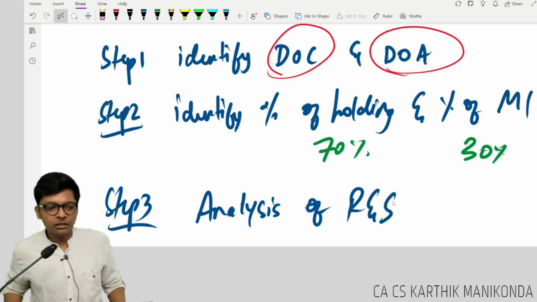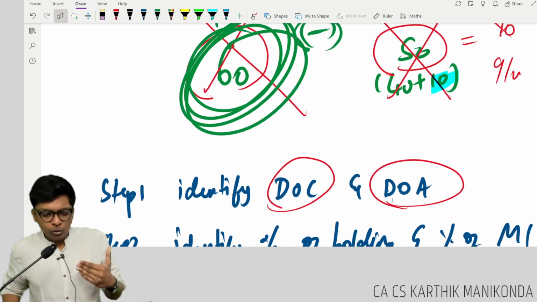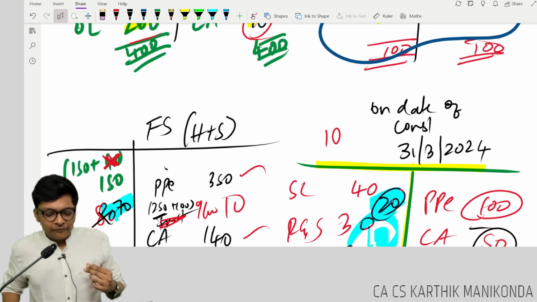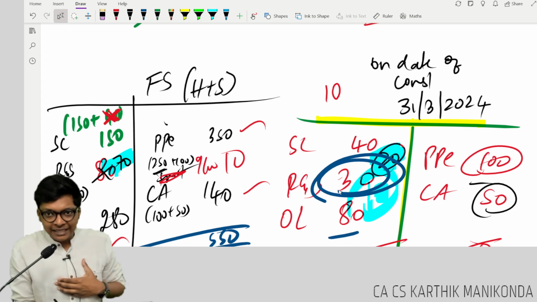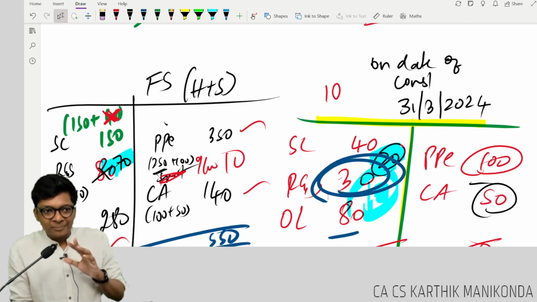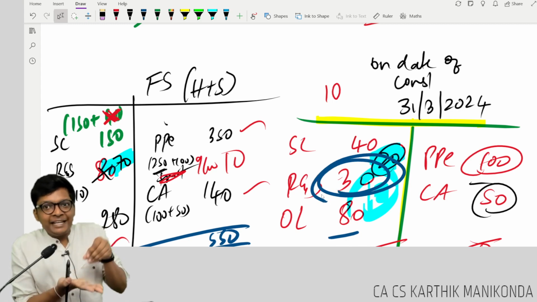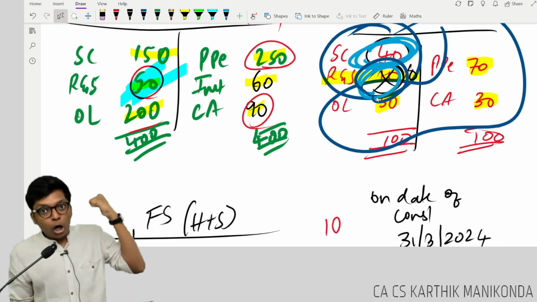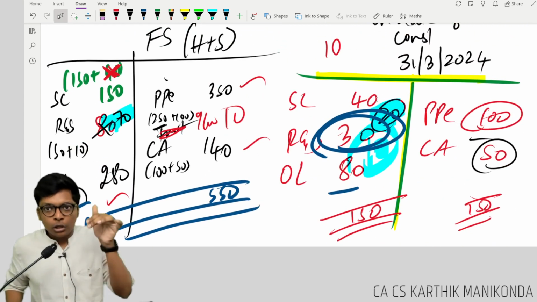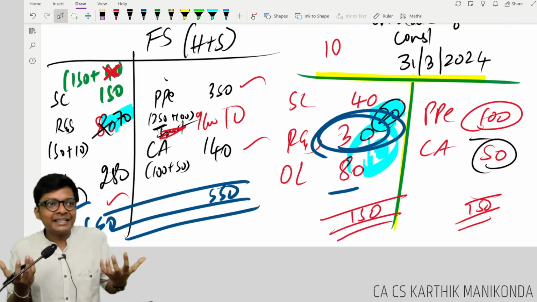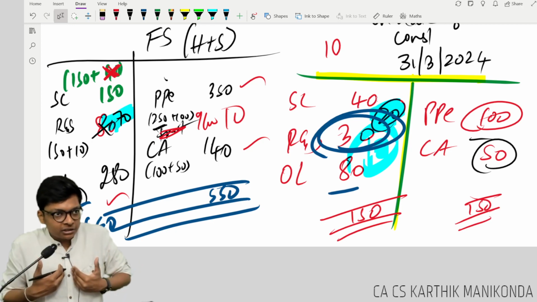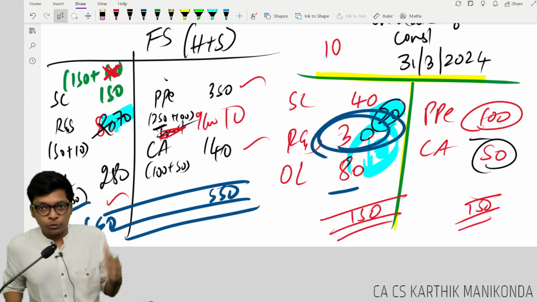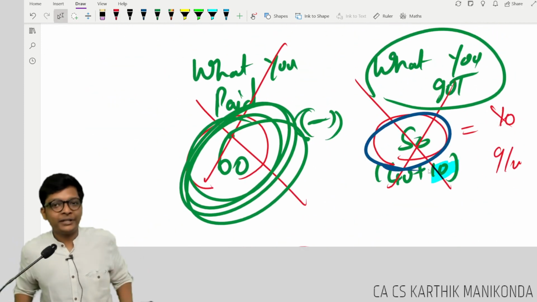Analysis of reserves and surplus. Now come above, keep this latest example in mind, guys. In the latest example, we had to find in this 30, how much was there on the date of acquisition, how much was later, correct? So 10 was already there, 20 is later, correct? Why am I splitting like that? Because 20 belongs to me and 10 belongs to that person, that will be considered in my goodwill computation, correct?